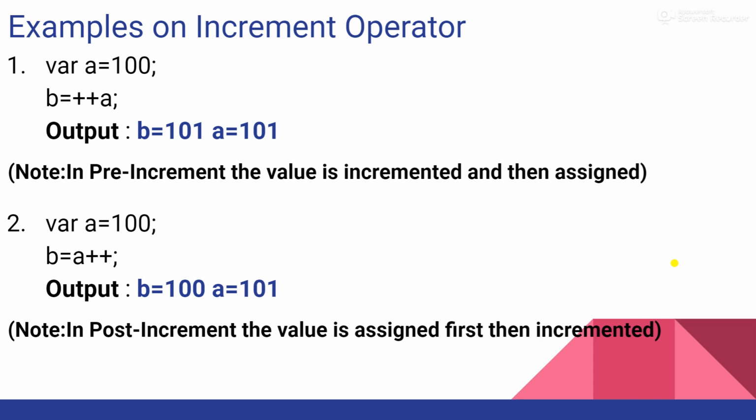Right? Similarly, second example, variable a equal to 100, b equal to a plus plus. Now observe here. The value of a is 100 and what we are assigning? b equal to a plus plus. Means here, since it is the post increment, first the value of a, the old value, will be assigned to b, and then it will be incremented by 1. So if we print a and b values, what will be the value for b? b will be 100. Why? Because it has taken the old value of a and since a was incremented by 1, that is why the value of a is 101.